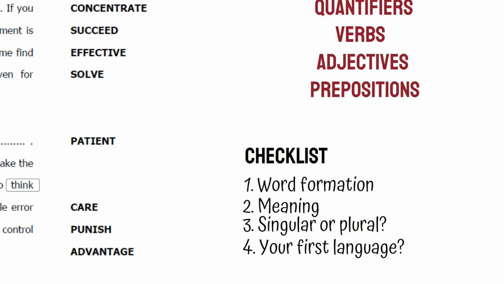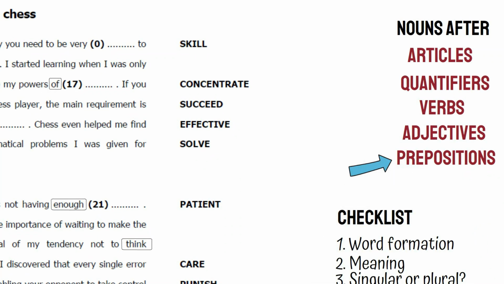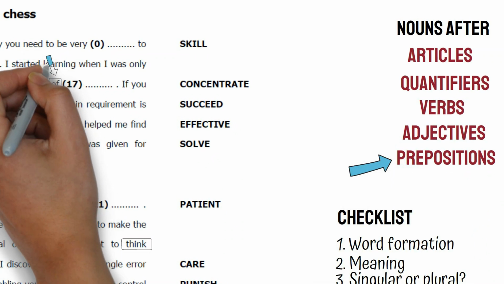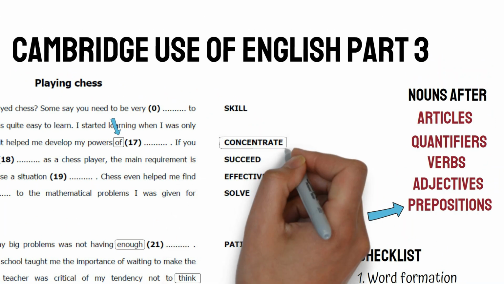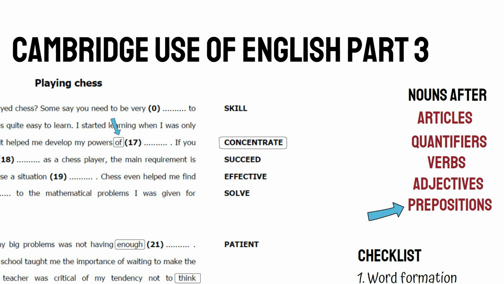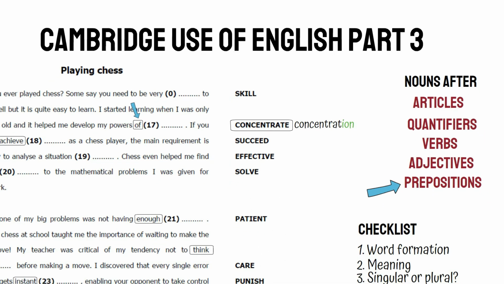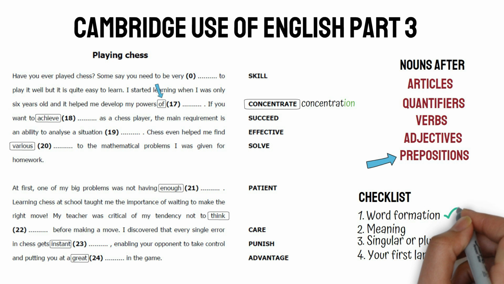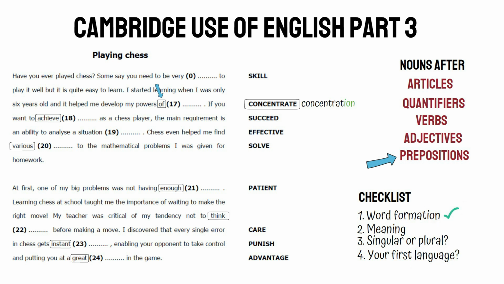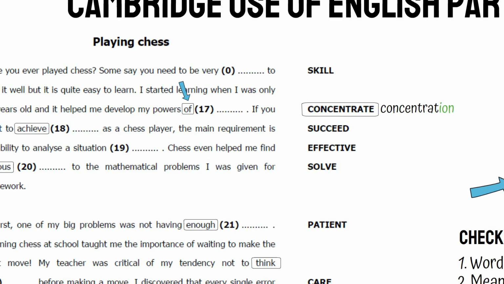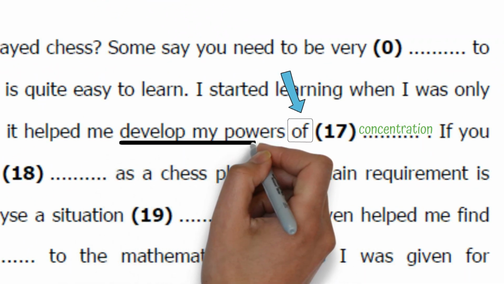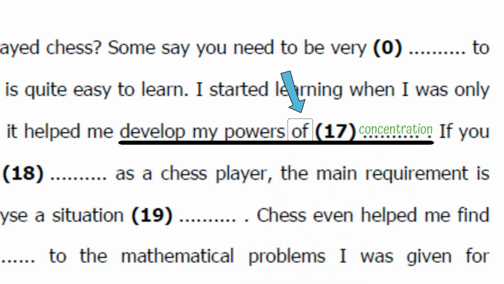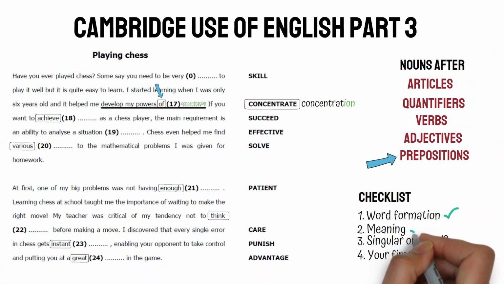Let's take a look at number 17. After prepositions like of, we can use noun forms. Do you know the noun form of concentrate? It's concentration. So point number 2, check. Does it make sense? Can you develop your powers of concentration? Yes, you can. So this is probably the correct answer.